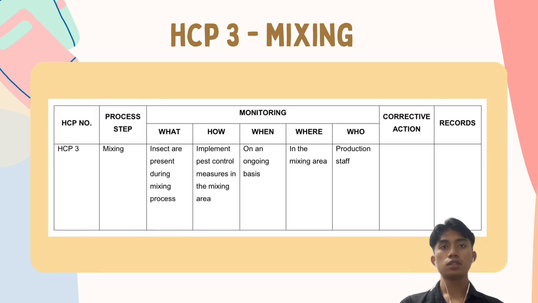So after that is mixing, halal threats for pest control. The issue is insects are present during the mixing process. How: implement pest control measures in the mixing area. When: on an ongoing basis. Where: in the mixing area. Production staff is who monitors the issue.